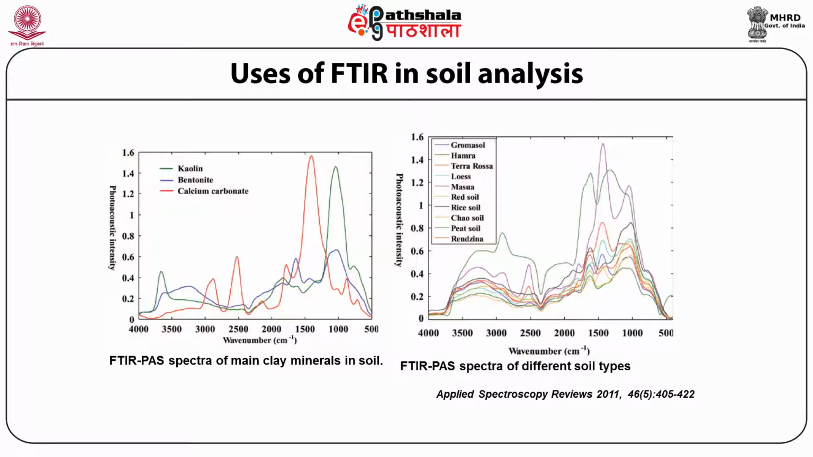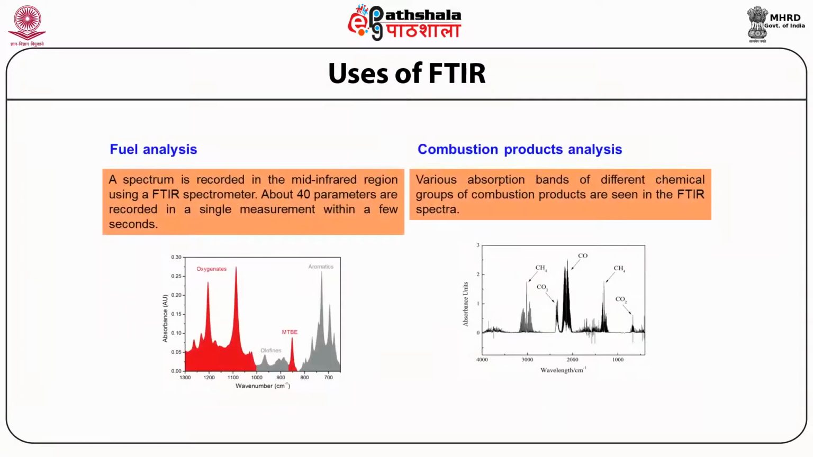This is another spectrum showing the IR spectra of different types of soil: Gromosol shown in magenta, Hamra soil in green, Terra soil in red, Loess soil in cyan, Mason soil in violet, red soil in light green, rice soil and different types of soil. So by IR spectra you may be able to identify and quantify, and check the quality of soil as well.